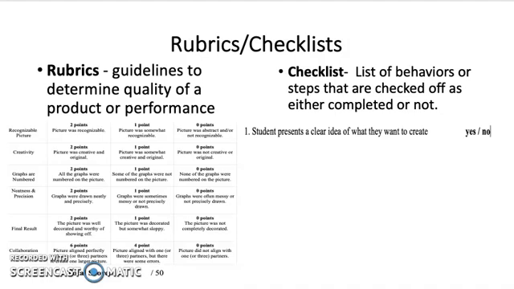So an example here: student presents a clear idea of what they want to create. That's either a yes or a no. There's no points assigned to it. It's just a check, yes or no. Rubrics and checklists are a great way for teachers and students to stay on track and stay consistent throughout. It's also really important to give students these rubrics or checklists at the beginning of a project or assignment so they know exactly what they are being assessed on.